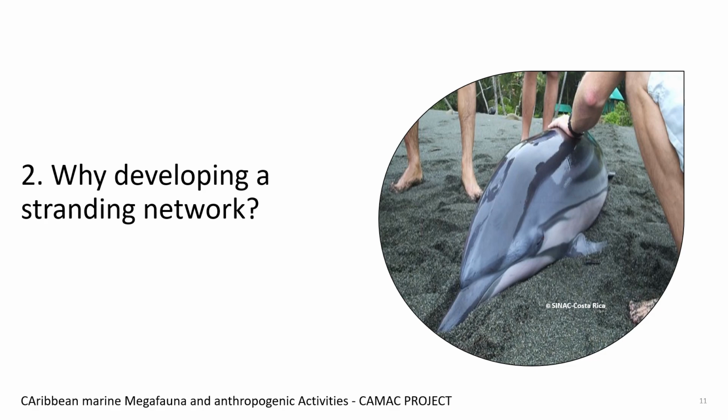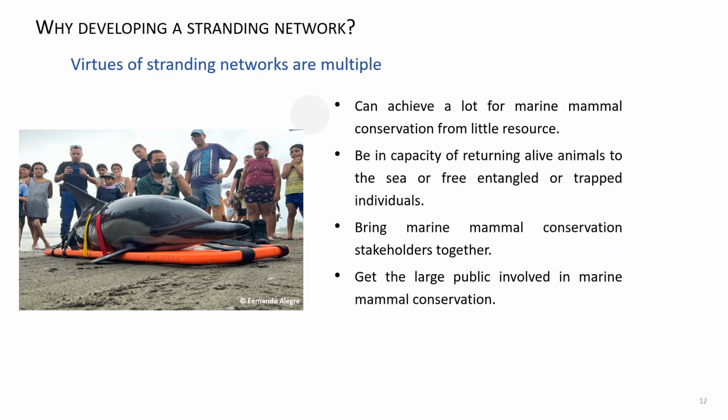Why develop a stranding network? First of all, well-trained, structured and coordinated stranding networks can achieve a lot of marine mammal conservation from little resources, both human, logistic, and financial. Of course, the first purpose is to be in capacity to return alive animals to the sea. But they also bring people together with trainings and fieldwork, which often results in development of collaborative projects to enhance species knowledge and conservation. Stranding networks often involve volunteers at several steps of the process, such as alert, data and sample collection, and communication. In that sense, it has all the virtues of citizen science, such as the education of a large public to conservation issues and building bridges between science and society.